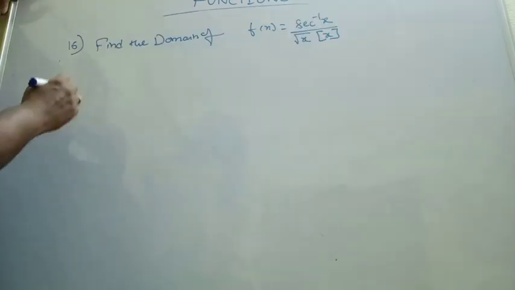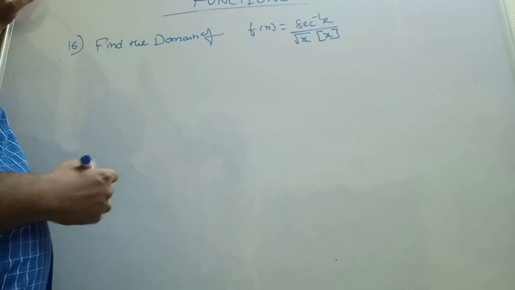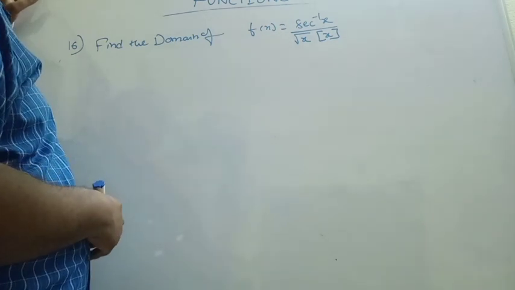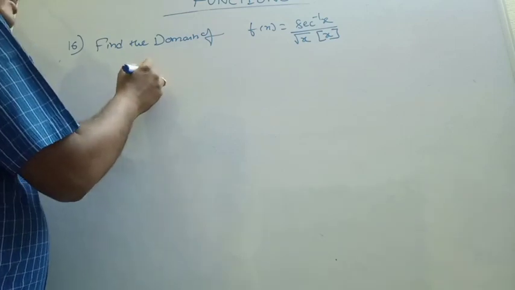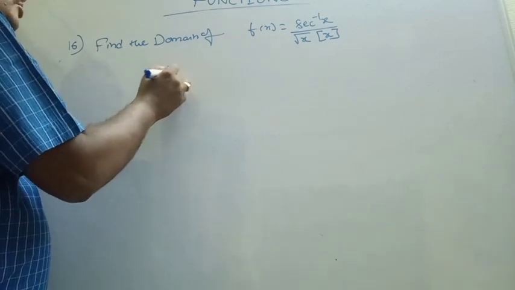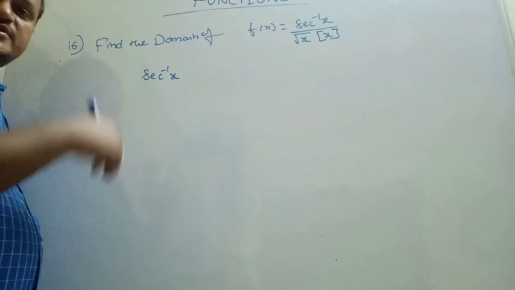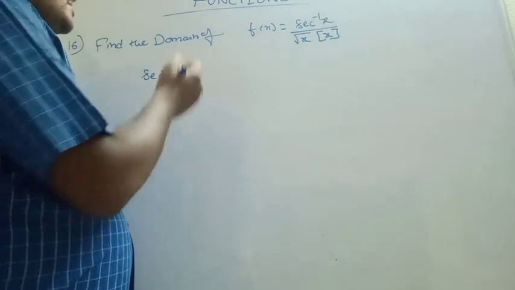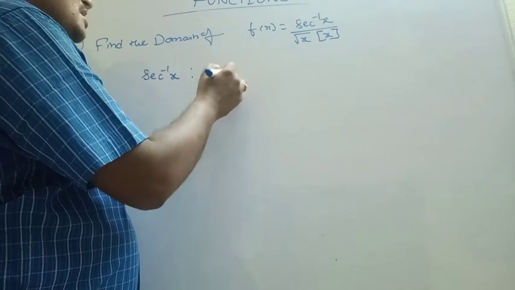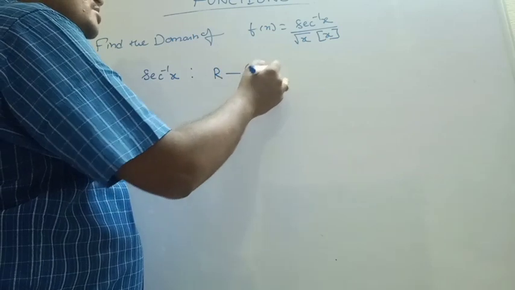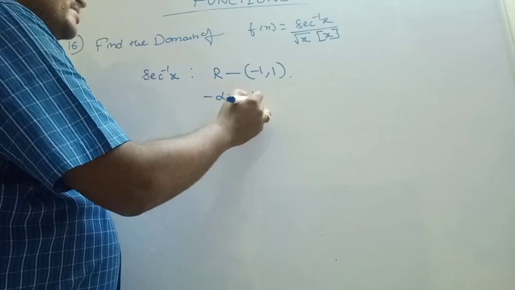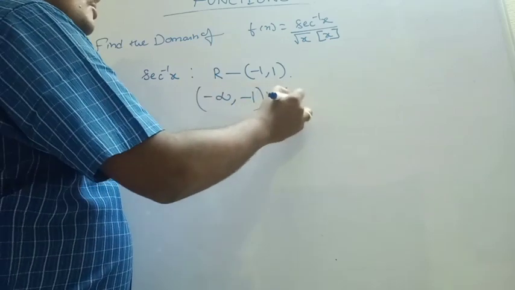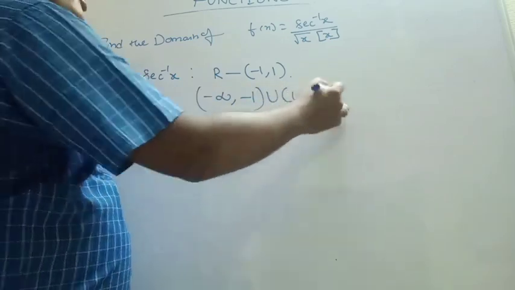See here, the sixth one: find the domain of f of x equal to secant inverse x divided by root x into step x. And the domain of secant inverse of x, we told you already, becomes R minus the interval minus 1 to 1. That means minus infinity to minus 1 union 1 to infinity. This is the domain of this.